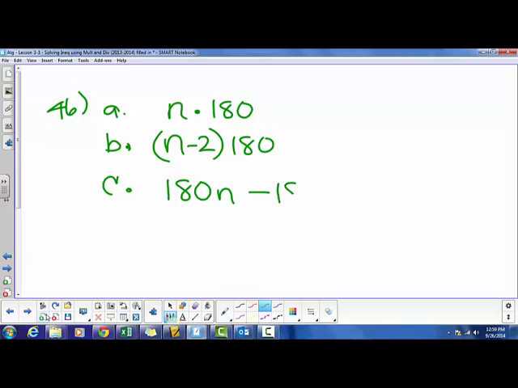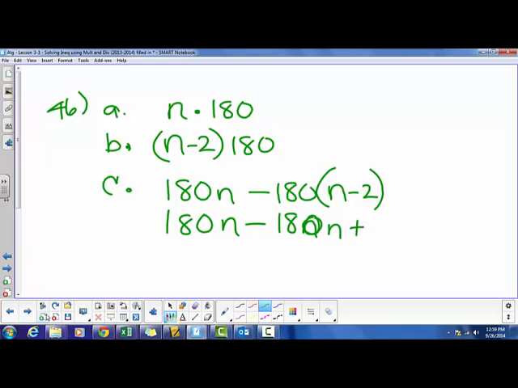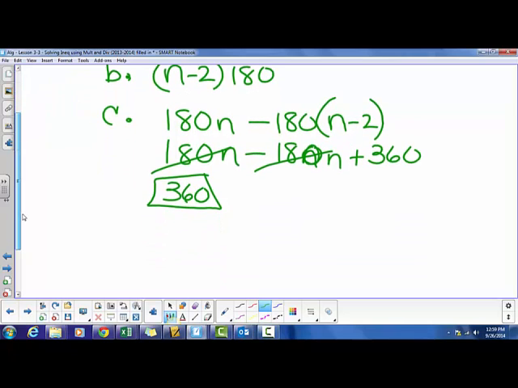180 times (n minus 2). All right, so when I distribute, I have 180n minus 180n plus 360. These cancel out. So what is the sum? It's 360. Well, we know that the sum of the exterior angles equals 360. What theorem is this? This is the exterior angle theorem for polygons. I think it's 3.10. Okay?